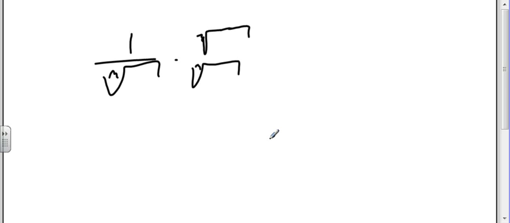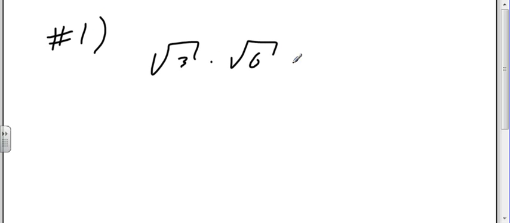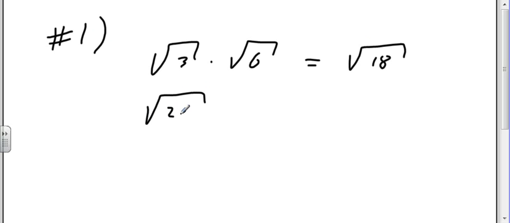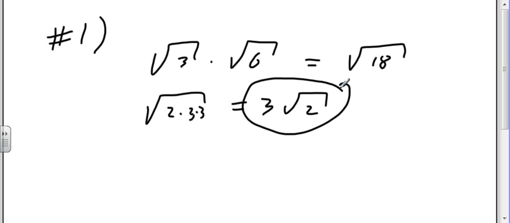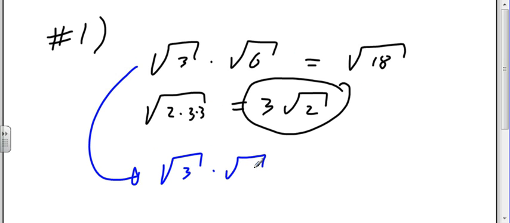So I'll look at problem number 1. I see that I've got the square root of 3 times the square root of 6. I'd call that the square root of 18, but I would recognize that as the square root of 2 times 3 times 3. So I'd really call that 3 the square root of 2, which would be my final answer. I might even go as far as, in the very first step, saying it's the square root of 3 times the square root of 3 times the square root of 2, and then just 3 the square root of 2 without any of the other stuff.